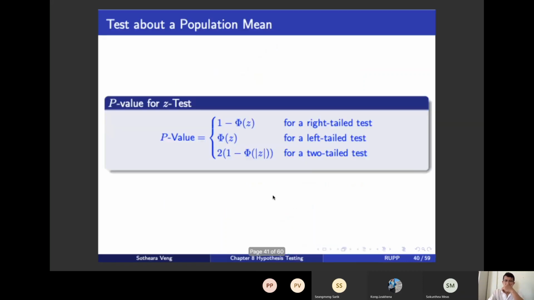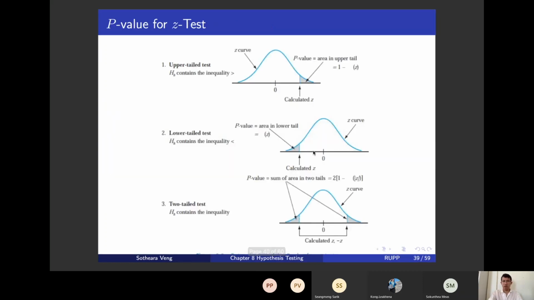So in other words, it's given by this formula. This phi is the CDF function for the standard normal distribution. So it just summarizes this situation.